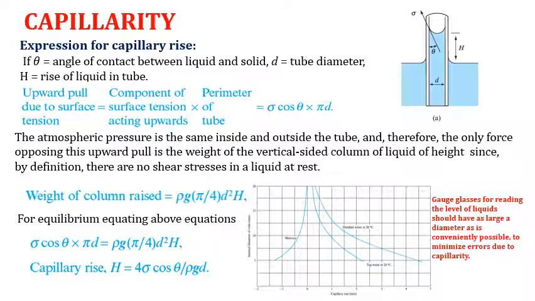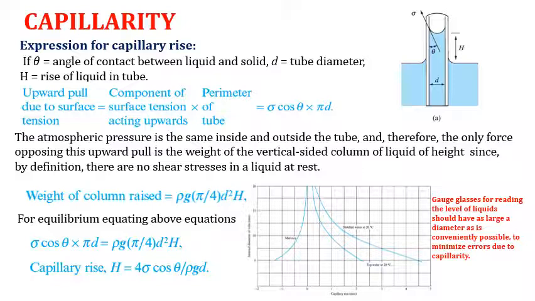As the atmospheric pressure is the same inside and outside the tube, the only force which is opposing this upward pull is the weight of the vertical sided column of liquid. So this upward pull has to be balanced by the downward pull by the weight of the liquid inside the tube. The weight of the liquid, for this height h, can be computed as specific weight into volume, and specific weight is rho g, and volume is area of the tube, pi by 4 d square, into the h rise. So these two have to be equal for equilibrium.